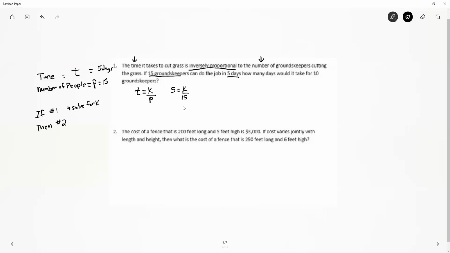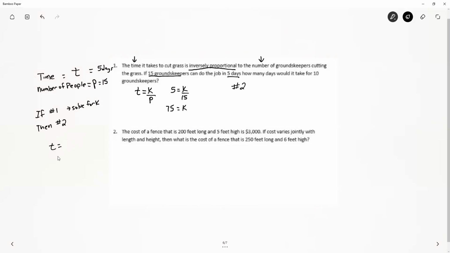So let's solve for K. Since I'm dividing by 15, to get the 15 out I need to multiply both sides by 15. When I do that, I end up with K equals 75. So now the second part of the then statement: how many days would it take for 10 groundskeepers?